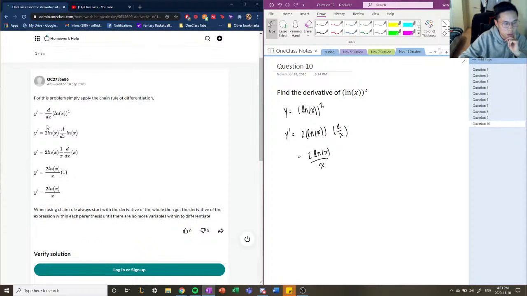So the junior tutor uses the chain rule too. And they describe saying, when using the chain rule, always start with the derivative of the whole, then get the derivative of the expression within the parentheses until there are no more variables within to differentiate. So this is technically a chain rule of a chain rule of a chain rule, because there's one function here, which is ln x squared, then there's ln x, and then there's x within there, right? But since the derivative of x is 1, we didn't include 1 here, but this is a chain rule of a chain rule.